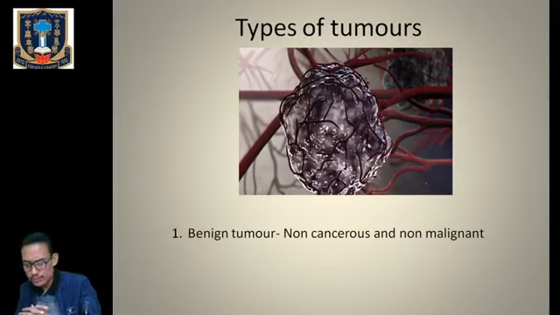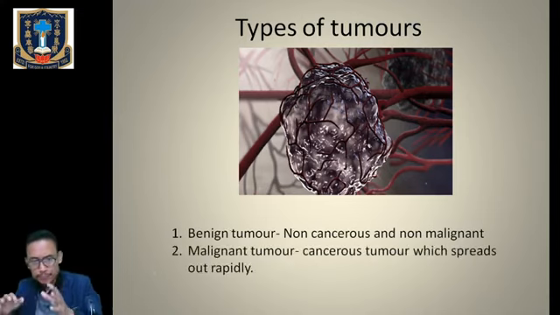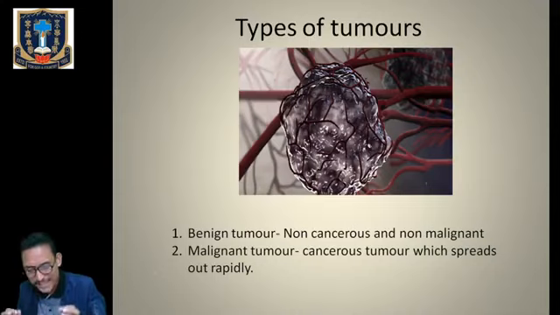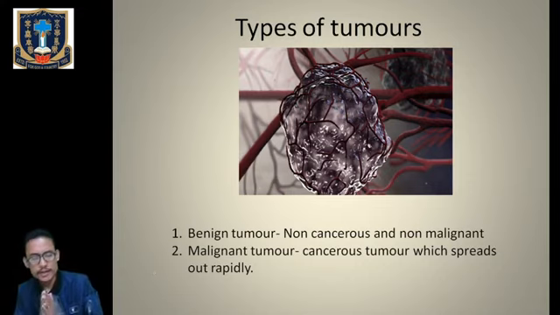So the cells of the benign tumor are unable to infiltrate into the adjacent tissues, so they don't have the property of metastasis. Second one is called the malignant tumor, which is also called the actual cancerous tumor, which will spread out rapidly. These tumors are carried by the blood and the lymph to other parts of the body, and in the other parts of the body, they will form secondary malignant growth.